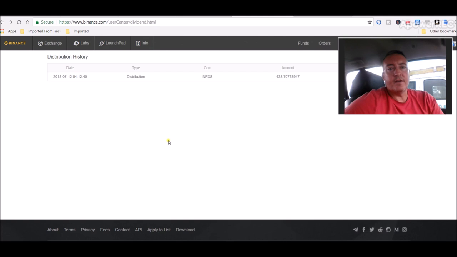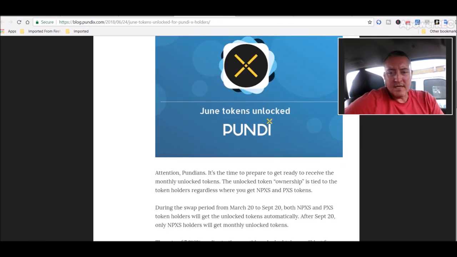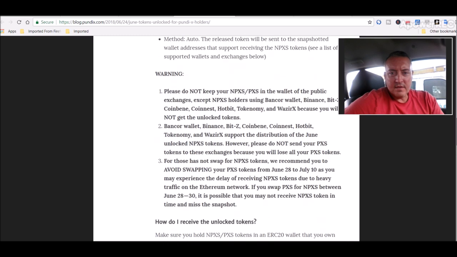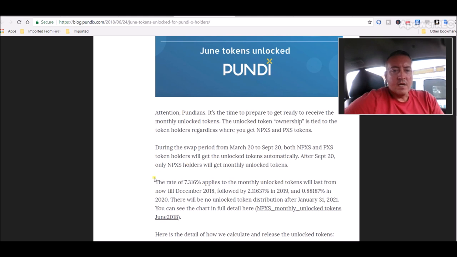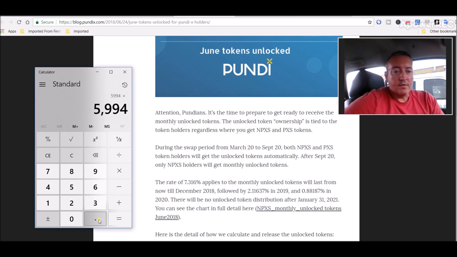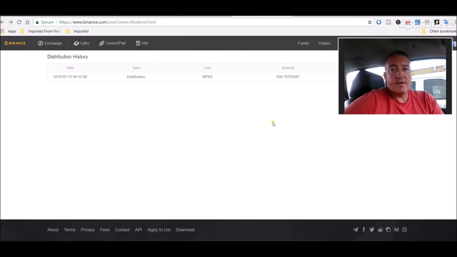So how did they come to this figure? Now, remember, I had 5,994 coins originally. So I wanted to see how they came up with that number. And if you go down here, right here: the rate of 7.316% applies to the monthly unlocked tokens and will last from now till December 2018, followed by next year of 2.116% through all of 2019, and then 0.8818% in 2020. And there will be no unlocked token distribution after January 31st, 2021. So if you take 5994 times 0.07316, it gives me 438, which jives with the 438 right there.